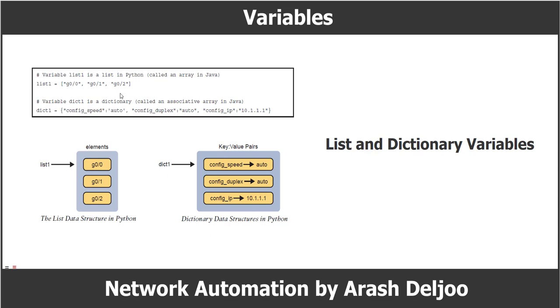Here you can see that each key and its value is called a key value pair. Look here. Key value: config speed, auto. Config duplex, auto. Config IP, 10.1.1.1. This is the dict1 dictionary variable. Variable dict1 is a dictionary, called an associative array in Java. Dict1 equals, config speed, colon, value. This is the key, this is the value, a key value pair. Then config duplex, auto. Config IP 10.1.1.1. Here we can see the key value pairs.